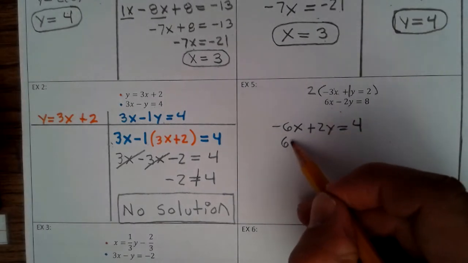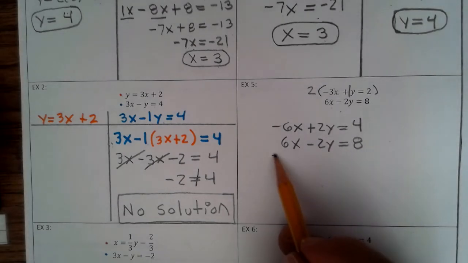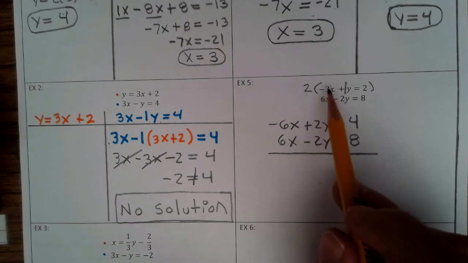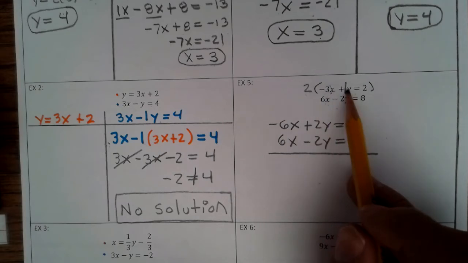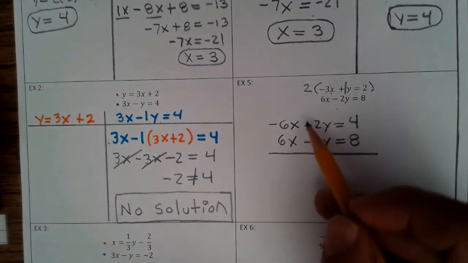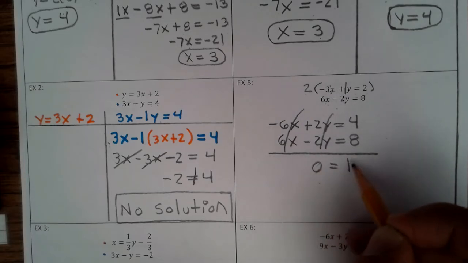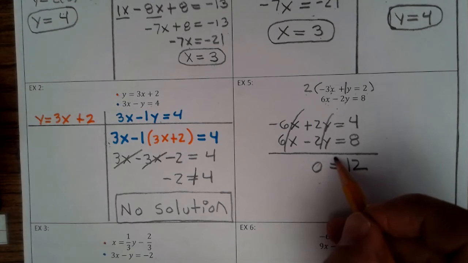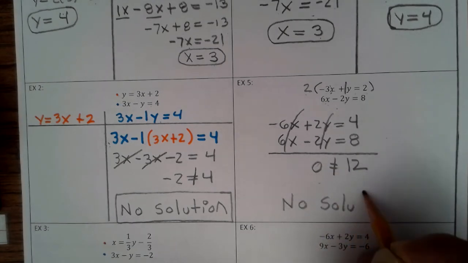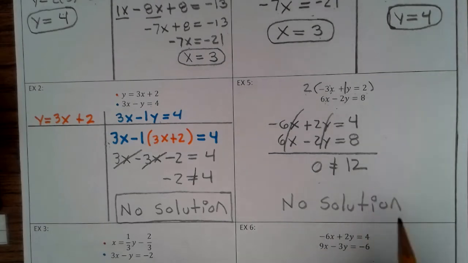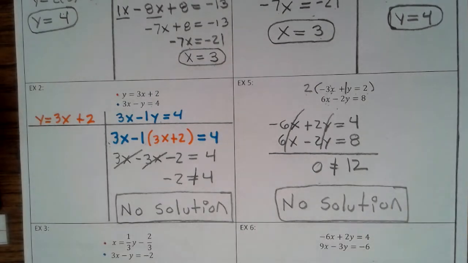And then 6x minus 2y equals 8. You only really want to multiply it by 2 here to get the negative 6, but because of equality, you have to multiply the 2 by each term in the equation. All right? Those cancel, you're left with 0 equals 12. 0 will never equal 12, so there's no solution. Okay, go and finish up example 5.